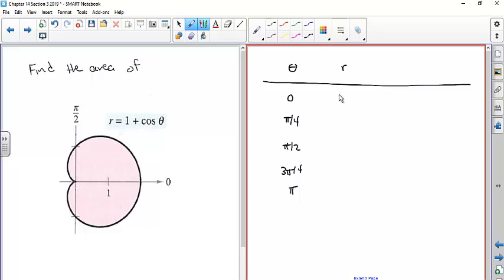The radius is going to be 1 plus the cosine of theta. Here we get 1 plus the cosine of 0, which is 1, so you get a radius of 2. At pi over 4, you get 1 plus the cosine of pi over 4, which is the square root of 2 over 2. So you get 1 plus the square root of 2 over 2, which is 1.707. The square root of 2 over 2 is 0.707.